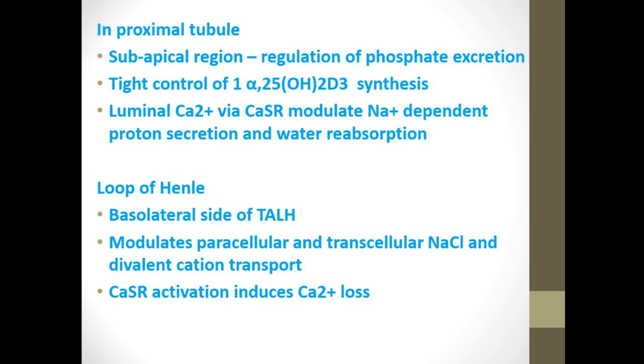You can see the subapical region. That is in the proximal convoluted tubule, the first region is called the subapical region. In this region, the regulation of phosphate excretion is done. So why does phosphate come here? The role of phosphate along with calcium is very important in the mineralization of the bone. So that is why regulation of phosphate, and in the proximal convoluted tubule it also regulates calcium.